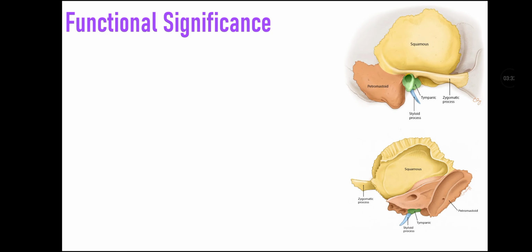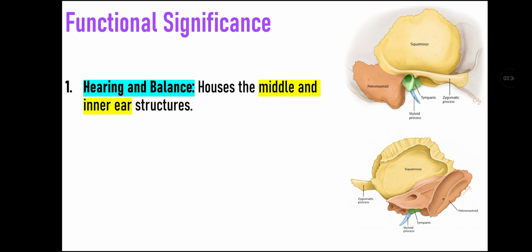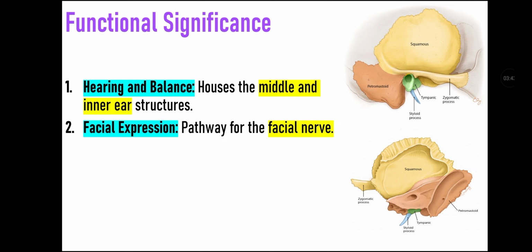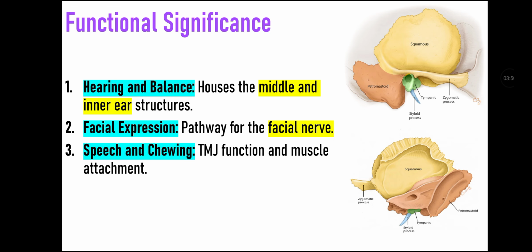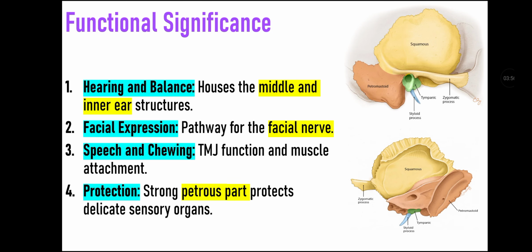Now let's talk about functional significance of temporal bone. First is hearing and balance. As temporal bone houses the middle and inner ear structures, it helps in hearing and balance. Second is facial expression. As temporal bone is a pathway for facial nerve, that's how it helps in facial expression. Third is speech and chewing. As TMJ function and muscle attachment is important for speech and chewing. Next is protection, as strong petrous part protects delicate sensory organs that are present in temporal bone.